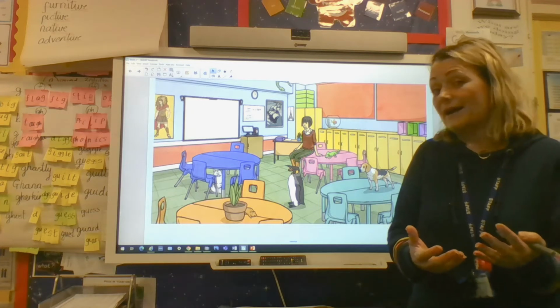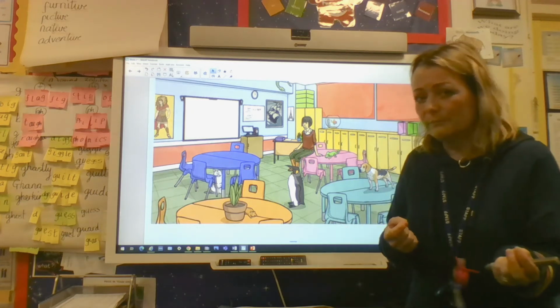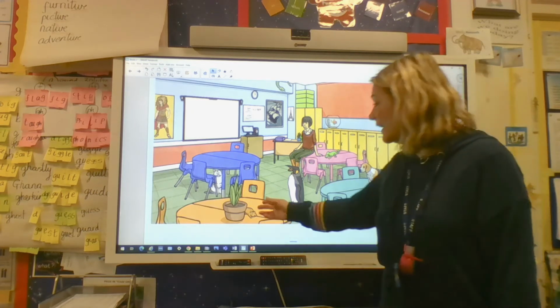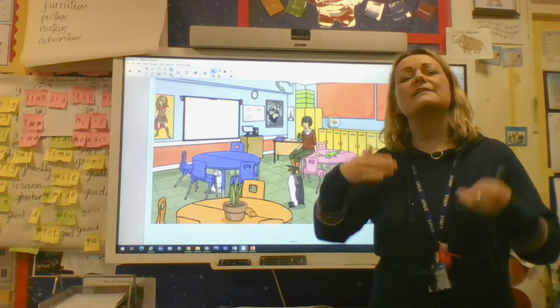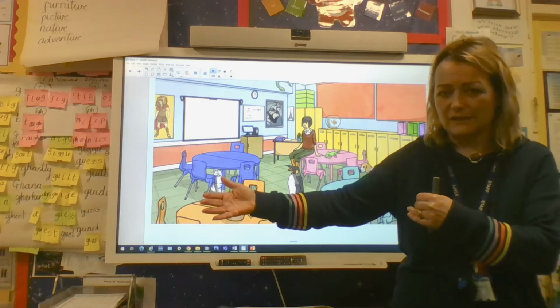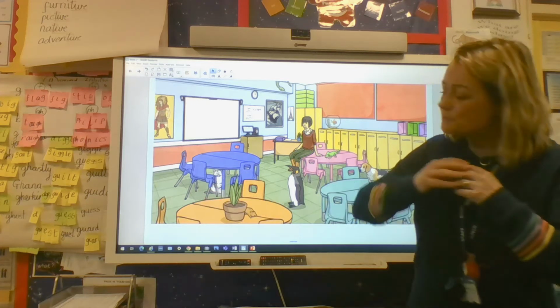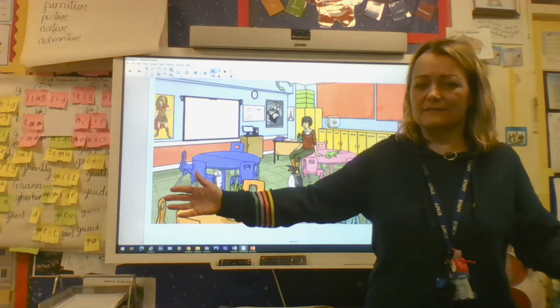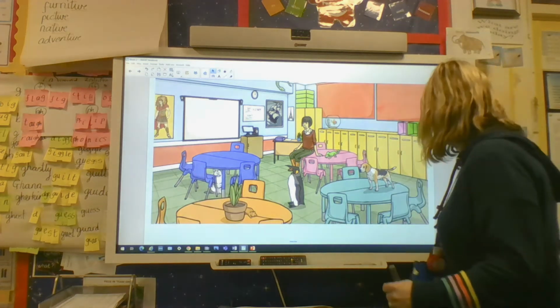Challenge yourself, perhaps, and come up with a compound or a complex sentence. So rather than "the hamster is behind the pot", could you extend that with an additional clause? Try to remember some of the work you did last term and put it into a bigger sentence. That's my challenge to you.